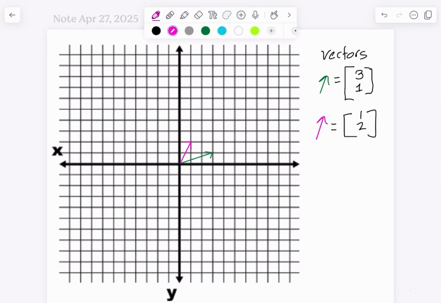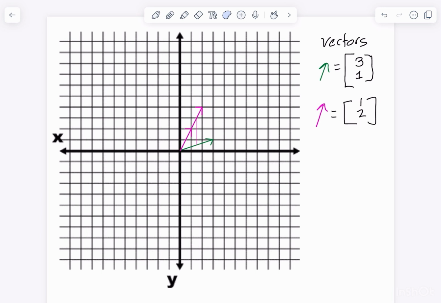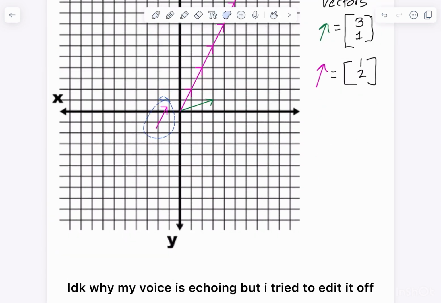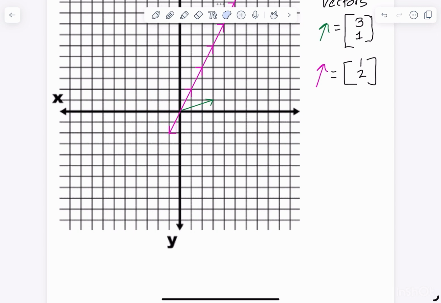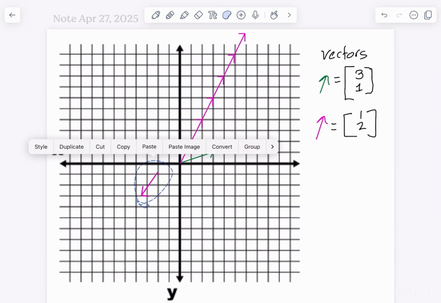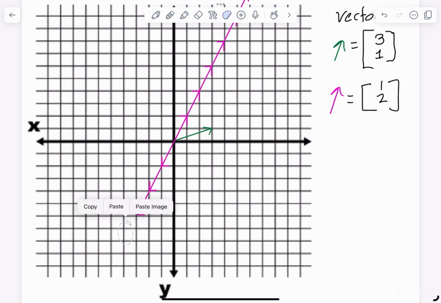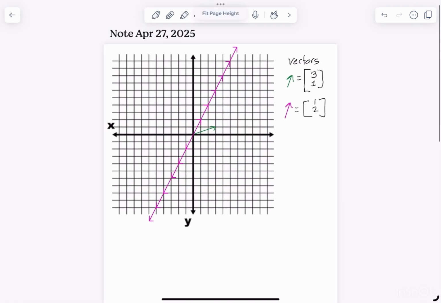So I'm going to be combining this pink vector and this green vector with a linear combination, and I'm going to be adding scalars. So first I'm going to add some scalars to my pink vector, and I'm going to make it so that way I can go either direction with the pink vector, making it very, very long.